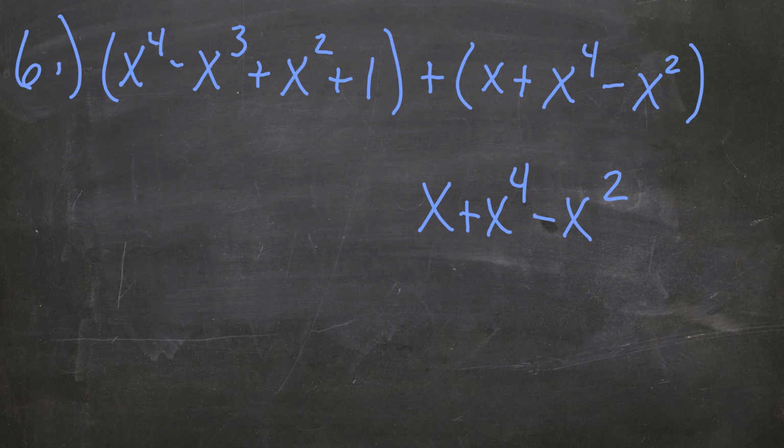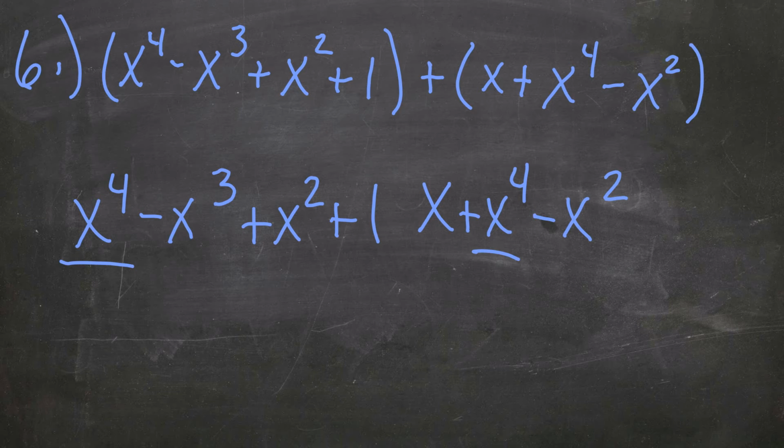There's nothing in front of the first set of parentheses, so those just disappear. And now we just begin adding up like terms. x to the 4th and x to the 4th, that's just 2x to the 4th. Cross off the x to the 4th so I don't use them again.